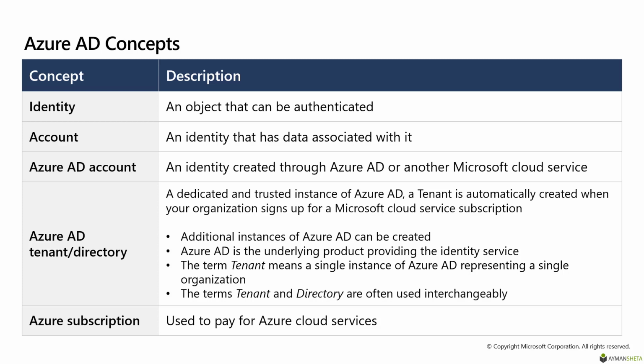You can have different types of subscription, different payment, or you can have a partnership, for example, with Microsoft. Next is the Azure tenant, or getting your access to your Azure tenant. It's a dedicated, trusted instance of your Azure Active Directory. It can be created within your organization and can be used to sign in to your Microsoft Cloud Service subscription.